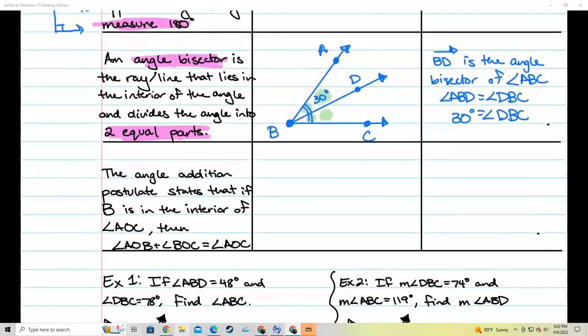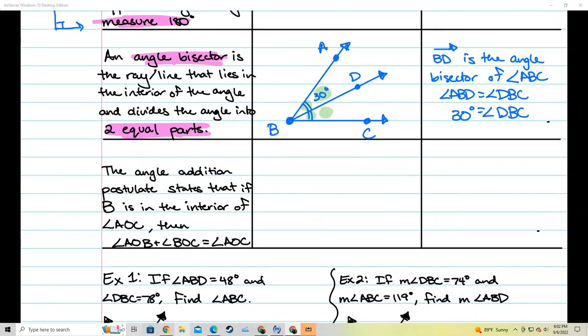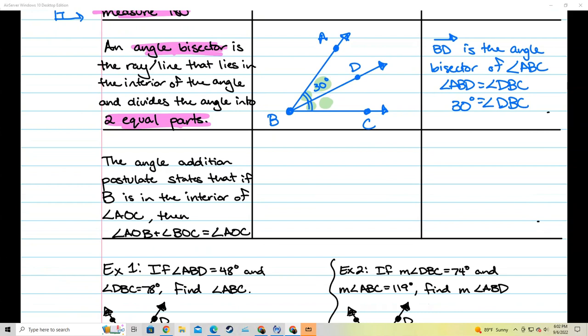All right, and then the last thing as far as the definitions are concerned, this is actually not a definition, but it is a postulate. It says the angle addition postulate states that if B is in the interior of angle AOC, then angle AOB plus angle BOC equals angle AOC. That sounds very complicated. It's honestly not that bad. It's something that you probably intuitively already know. We just need to put it in mathematical terms.